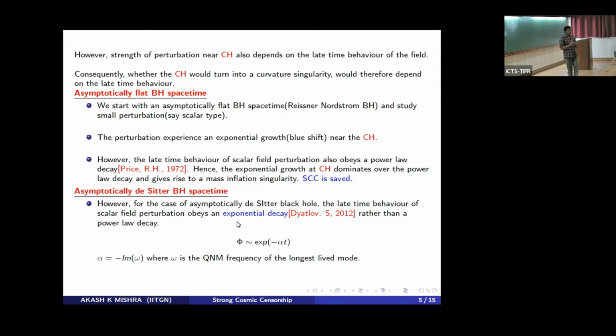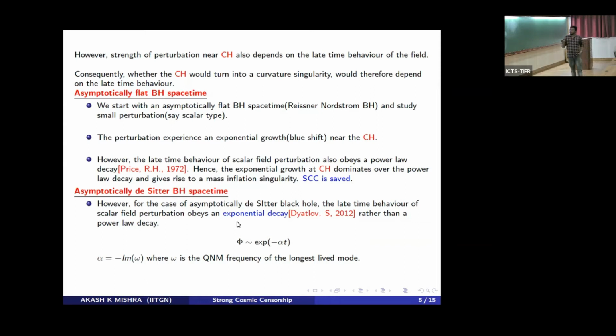In asymptotically flat spacetime, the late time decay is a power law decay. Therefore, there are two parameters here: there is a late time decay of the perturbation, and there is an exponential growth at the Cauchy horizon. So if this decay can prevent or cancel the exponential growth at the Cauchy horizon, you should be able to prevent the formation of the mass inflation singularity at the Cauchy horizon.